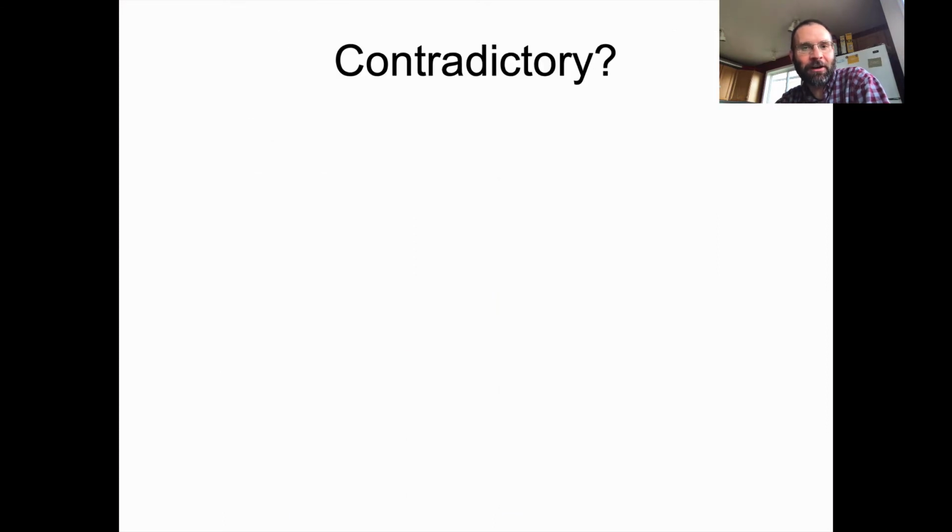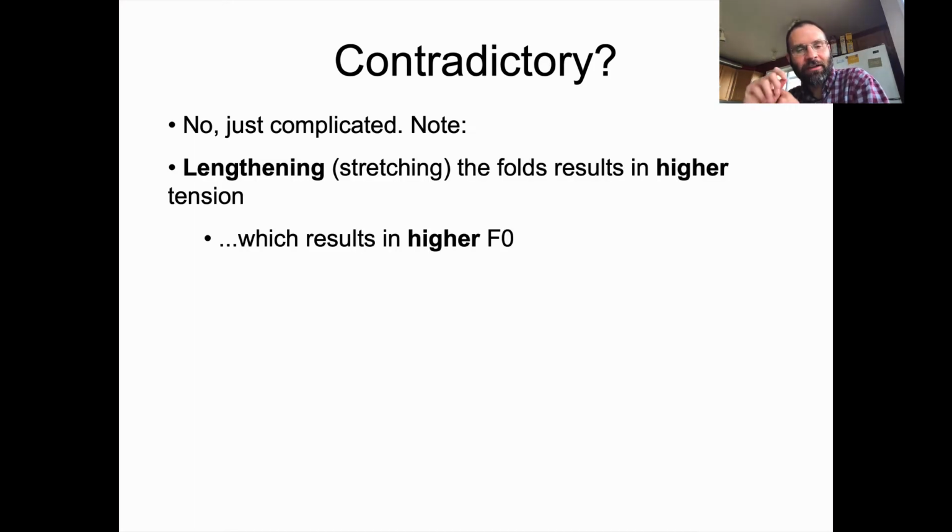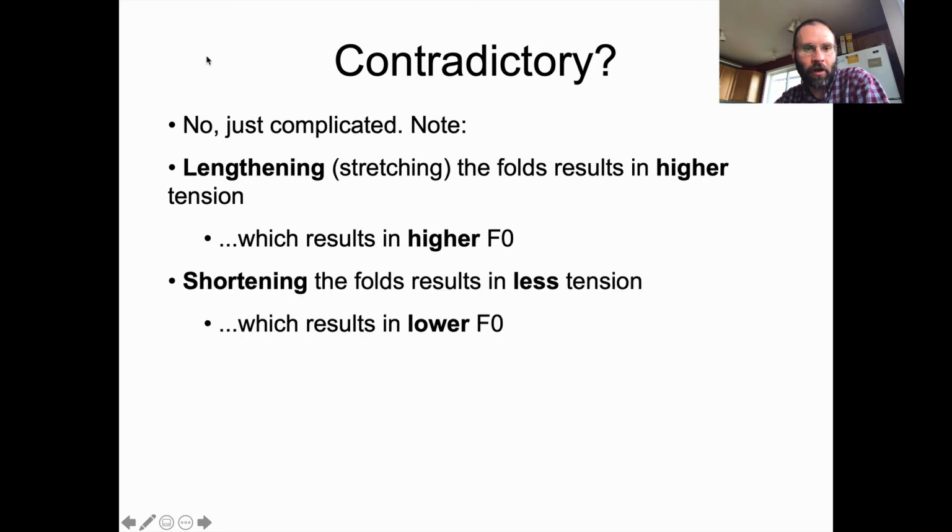and that changes your F0. And since I mentioned this in a couple of different ways, I'll try to walk you through what might seem to be a paradox here. It's not contradictory, it's just complicated. So lengthening the vocal folds results in higher longitudinal tension. Stretching them out will make them longer, and that'll give you higher F0, primarily because the tension is higher. So they're able to vibrate more quickly because there's less slack along their length. Shortening the vocal folds will result in less tension, and that gives you lower F0.